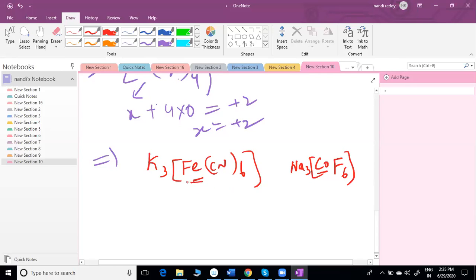So now you need to calculate the iron oxidation state. Can anyone try? Did you get the answer? Please let me know.